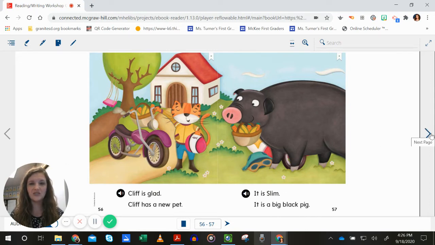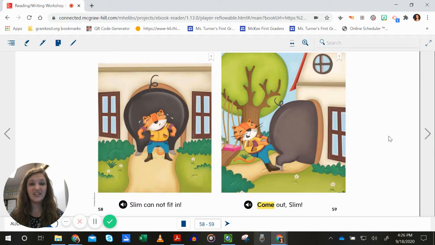So I'm going to turn the page again, okay? And we're going to see, are they doing something here? Yes. Slim cannot fit in, so come out Slim. Those are the words that are on these pages. What is happening? What do you notice by looking at the details of the pictures? Okay, the first thing they are trying to do here is go in the house.